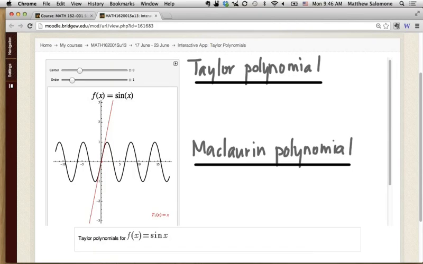So to get started, what is the difference between the Taylor polynomial of a function, and let's just take an example. Let's take f of x equals sine x, maybe, as our first example for today. What is the difference between a Taylor polynomial for sine of x and a Maclaurin polynomial for sine of x? So let's contrast before we compare. What's the difference between these two ideas?